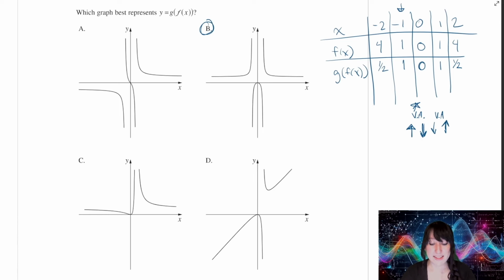As you can see, at 0, it's 0, and it has those two vertical asymptotes symmetrically. It has that infinity behavior that we discussed, as well as decreasing towards possibly 0 as x goes to negative and positive infinity. So B would be the best answer for this one.